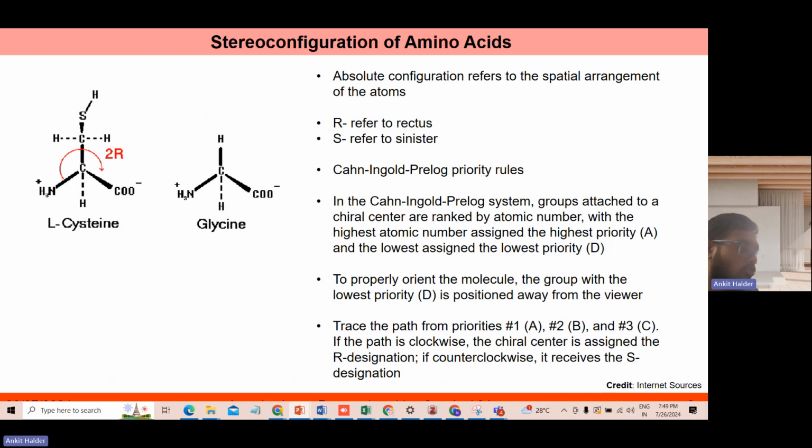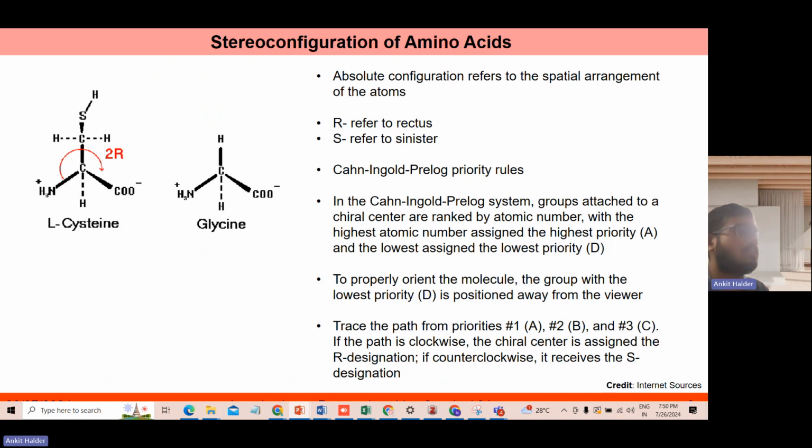L or D is fine. But what will be the R and S? This comes with the priority rules that help us in understanding. The highest atomic number is assigned the highest priority, the lowest is assigned the lowest priority. To properly orient the molecule, the group with the lowest priority is positioned away from the viewer. Then we need to trace the path through priorities A, B, C. If the path goes clockwise, then the chiral center is assigned the R designation, and if counterclockwise, it receives the S designation.